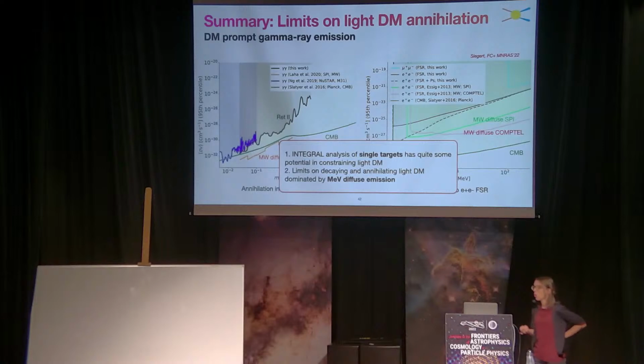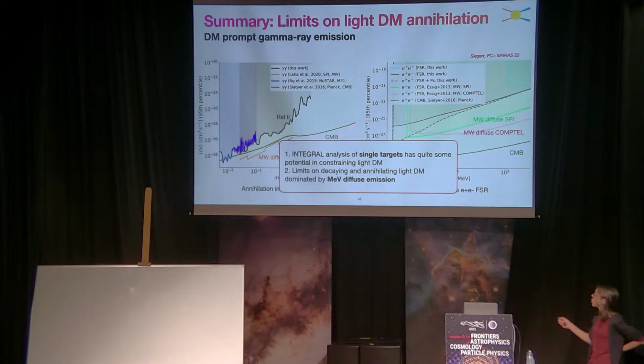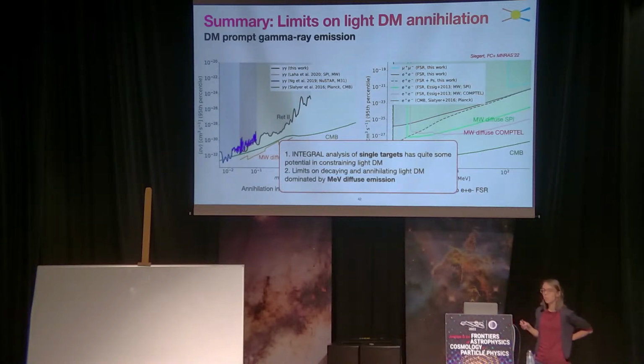And so what we really would need is an MeV instrument that can fill the sensitivity gap in order to be able to constrain dark matter at the sub-GeV through this kind of mechanism. So I stop here for the first part of the lecture, and I'm happy to take questions.